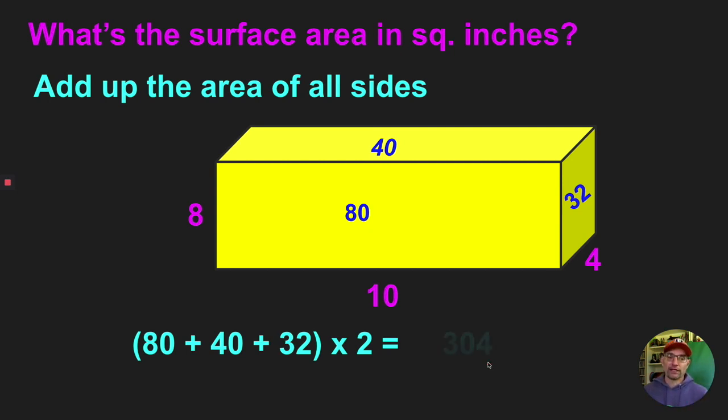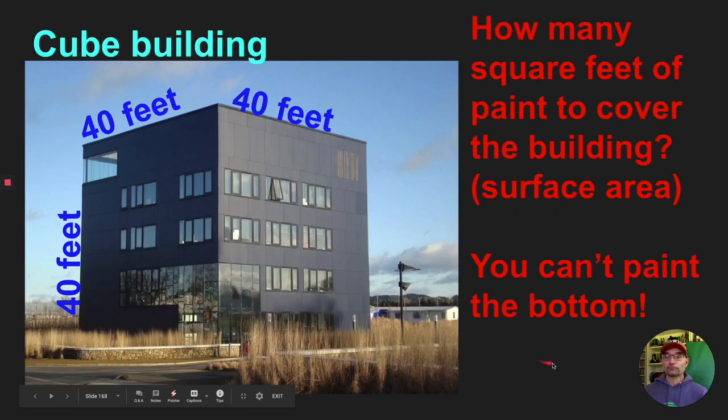Right, it is 304. Easy peasy, right? All right, so let's do a little bit of a tricky one now. Here we have a nice cube building. So we're going to assume this building is a perfect cube. And it says, how many square feet of paint to cover the building, the surface area?